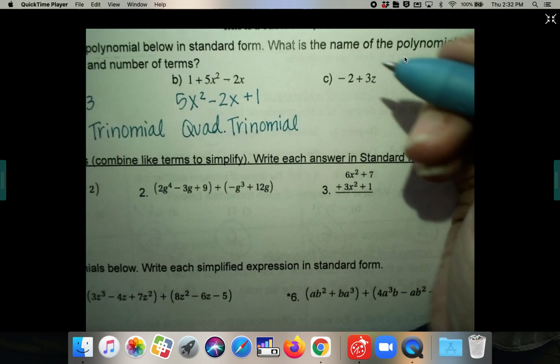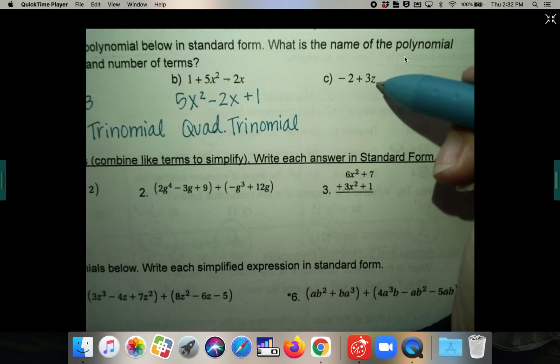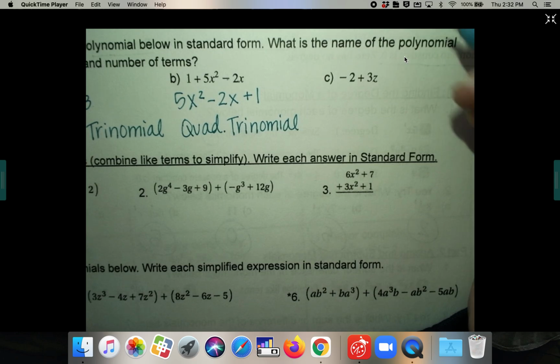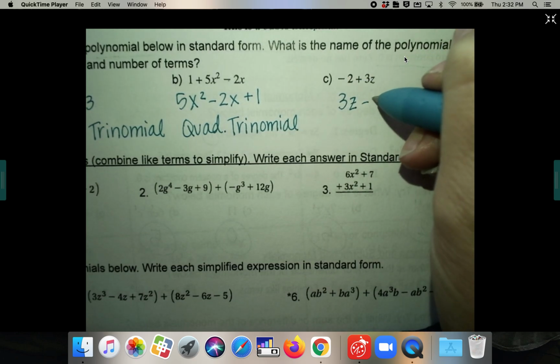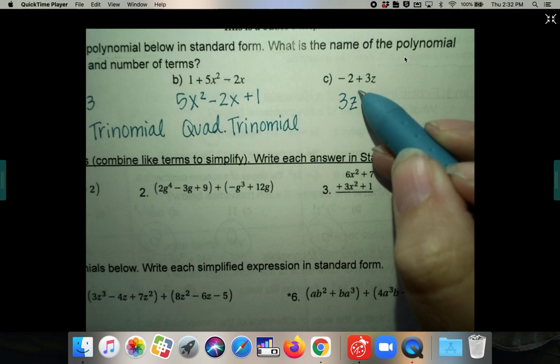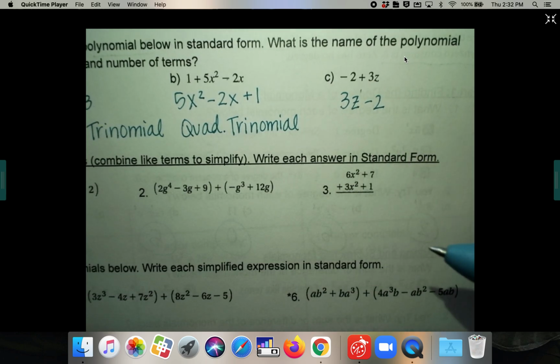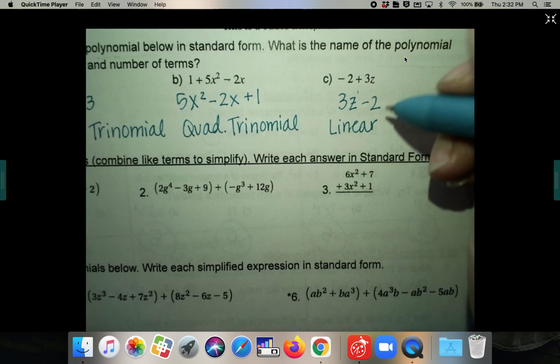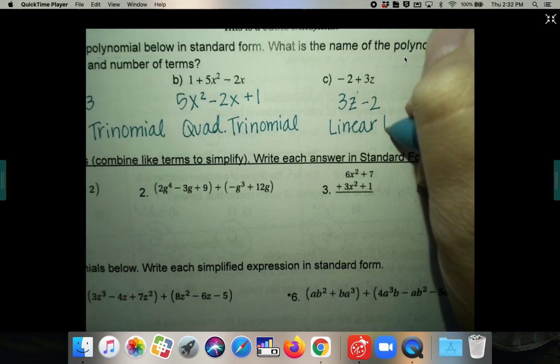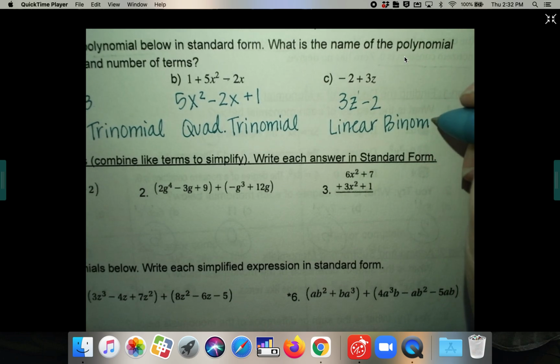All right. Last one, the one with the variable has higher priority than just the constant, so the 3z is going to come first, and then the minus 2. This is a hidden invisible 1 exponent, so that's going to make it linear. And there are 2 terms here, so that would make it a binomial.